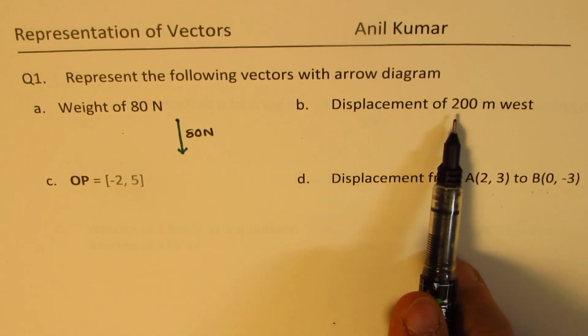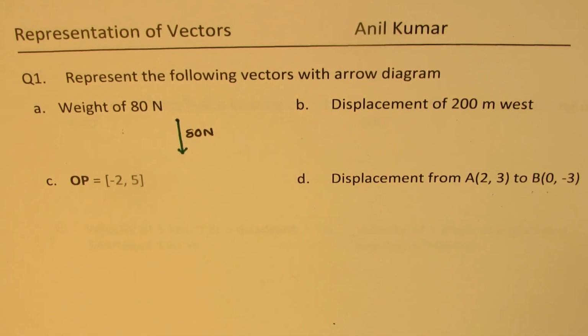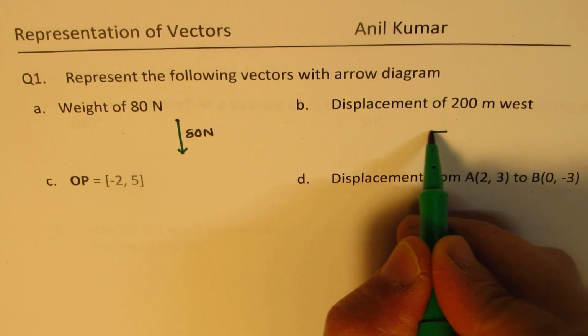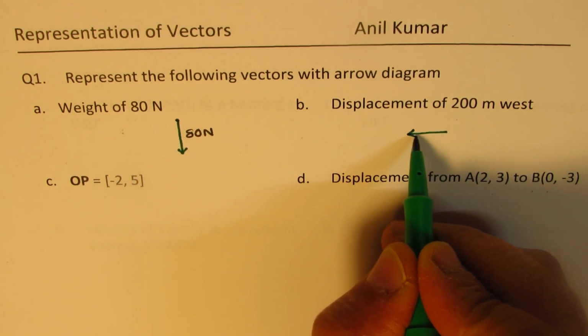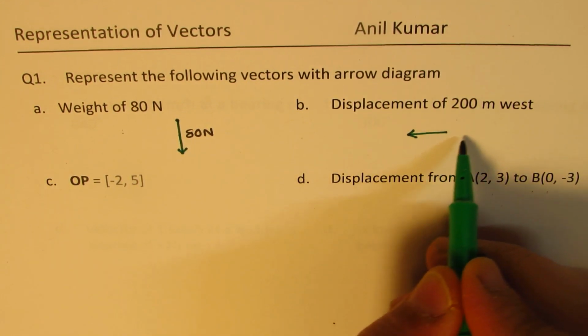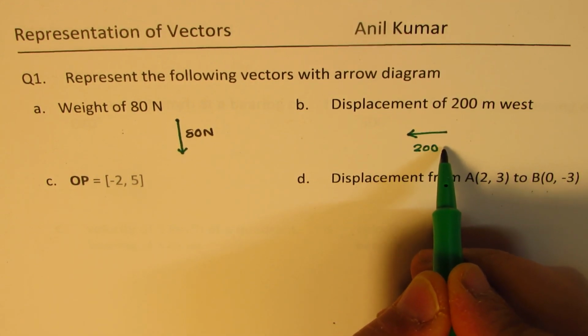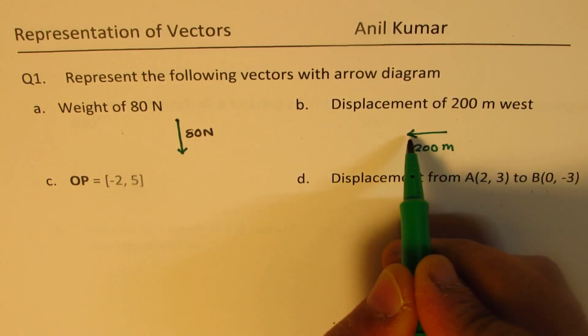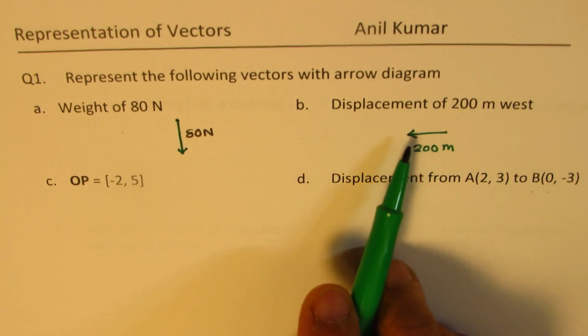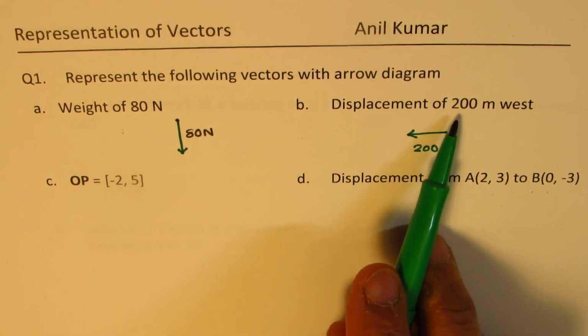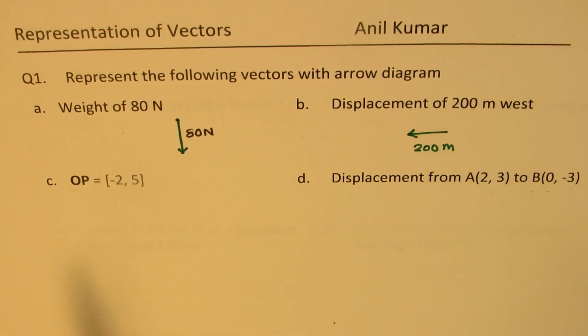P, displacement of 200 meters west. So west is direction towards the left side. So the length itself represents 200 meters, right? And the direction is west. So that is how you could represent displacement vector 200 meters west.